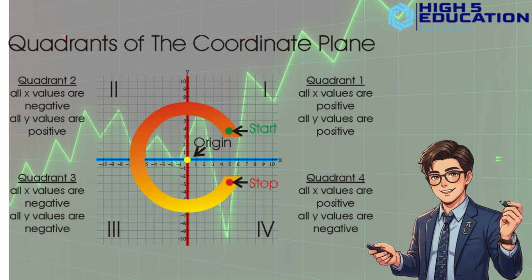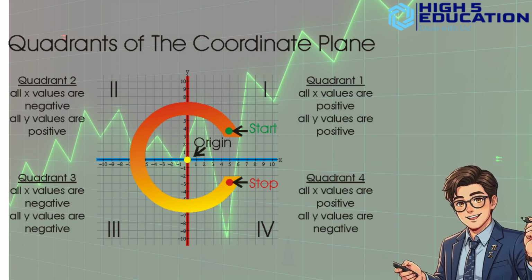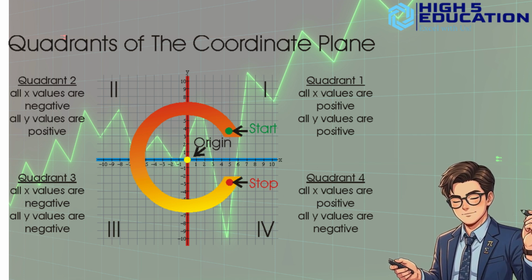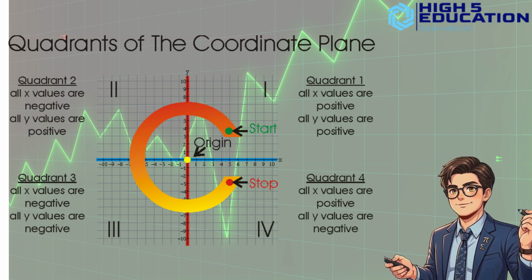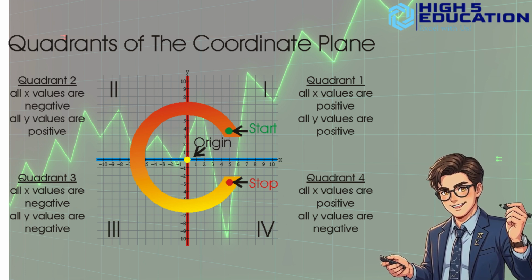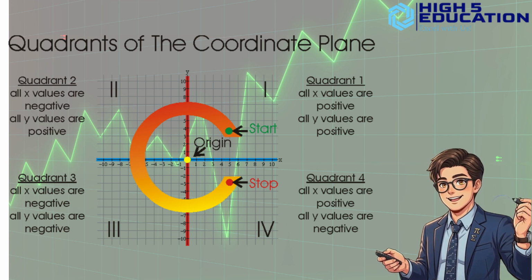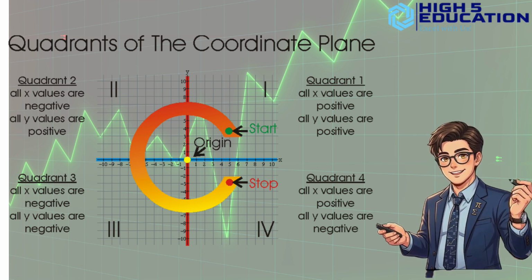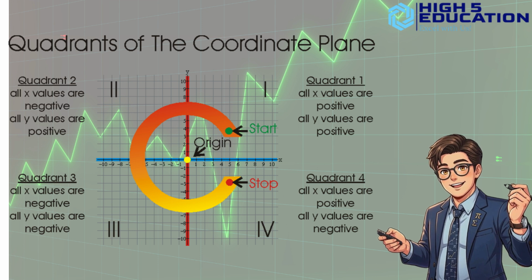Quadrant 2. Next is quadrant 2, located in the top left section. Here, the x values are negative, while the y values are positive. For example, (-5, 2) is in quadrant 2. Quadrant 3. Now let's move to quadrant 3, found in the bottom left section. In this quadrant, both the x values and y values are negative. For example, (-4, -6) is located in quadrant 3. Quadrant IV. Finally, we have quadrant IV, in the bottom right section. Here, the x values are positive, but the y values are negative. For example, (3, -5) belongs in quadrant IV.